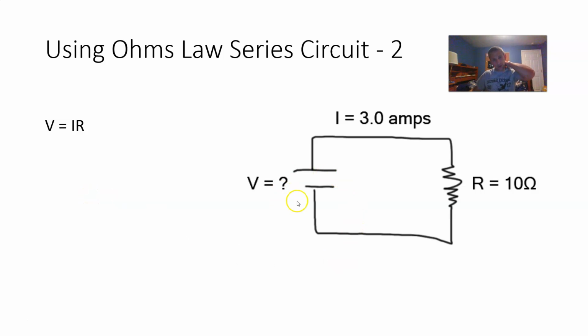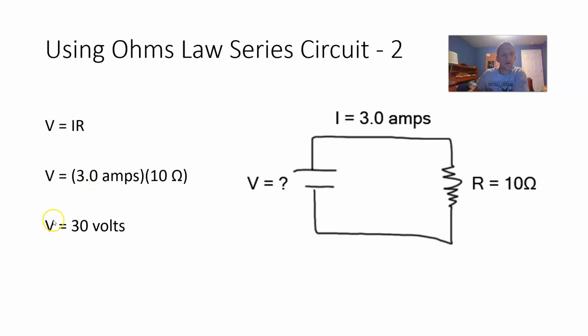Now, really similar circuit here, except this time you'll see we don't know what V is. So V, that's a question mark. We start plugging in. What do we know? V equals IR. V is a question mark, so we're going to leave that as V. I is 3 amps. R is 10 ohms. We plug that in. This is what it'll look like: 3 amps times 10 ohms. And that means that this will have to be a 30 volt battery.